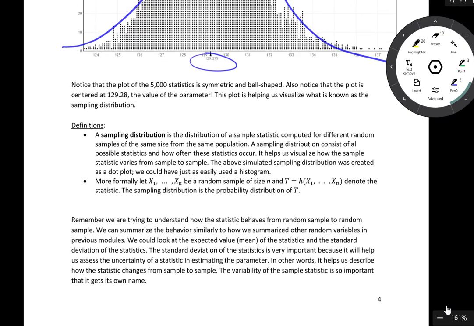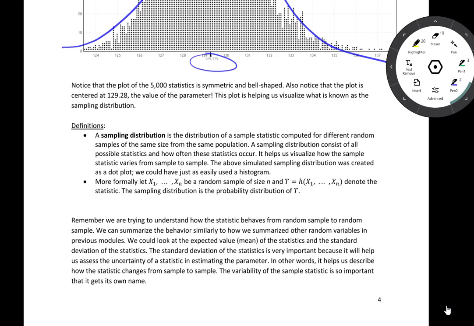So here's our formal definition. A sampling distribution is the distribution of a sample statistic computed from different random samples of the same size from the same population. The sampling distribution consists of all possible statistics and how often these statistics occur, and it can help us visualize how the sample statistic varies from sample to sample.